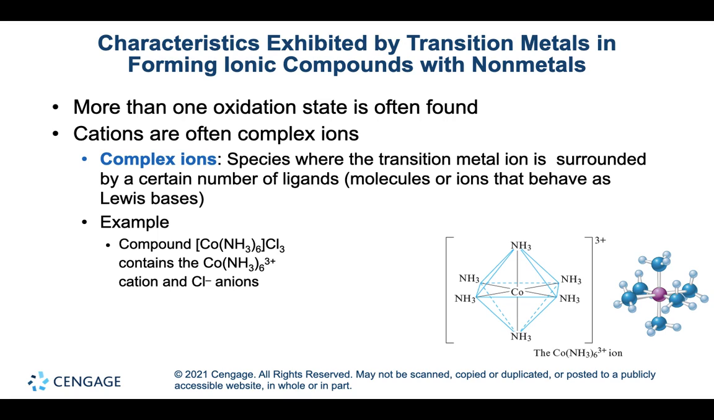This particular compound says that it has 3 chlorides. So 3 -1 chlorides would balance the +3, and the chloride anions would be the counter ion to the cobalt with 6 ammonias coordination compound there.